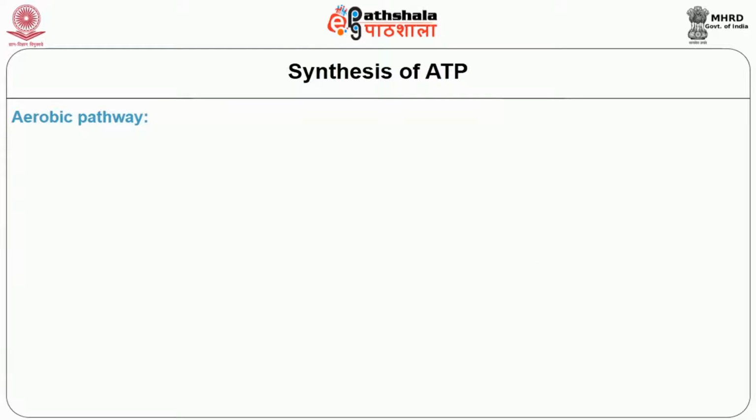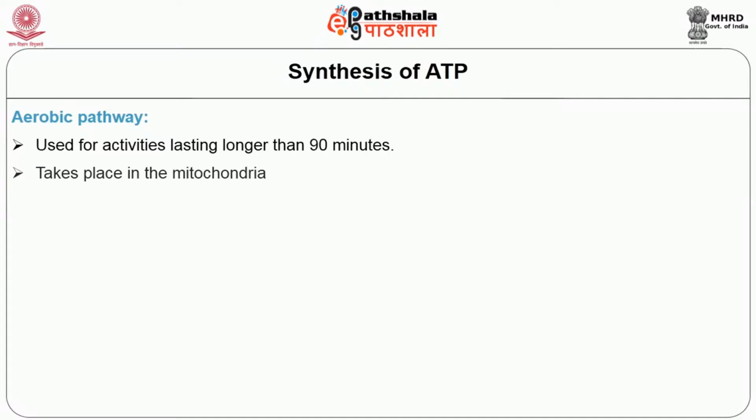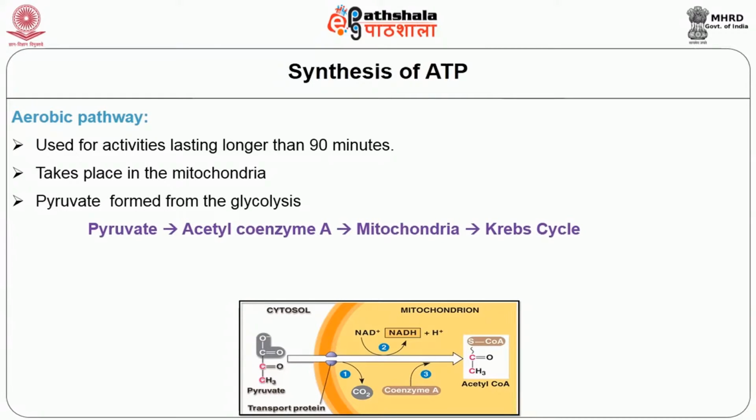Let us look at the aerobic pathway. It is used for activities lasting longer than 90 minutes. It takes place in the mitochondria. The pyruvate formed from the glycolysis enters into the Krebs cycle through acetyl coenzyme A, and Krebs cycle takes place in mitochondria.